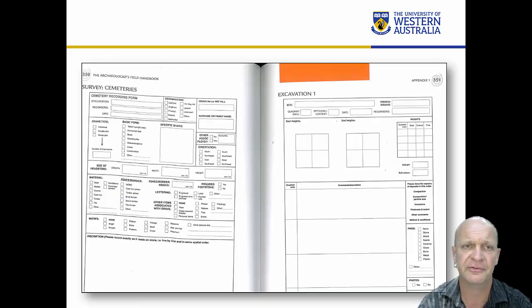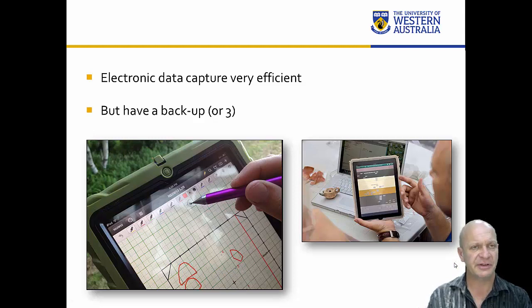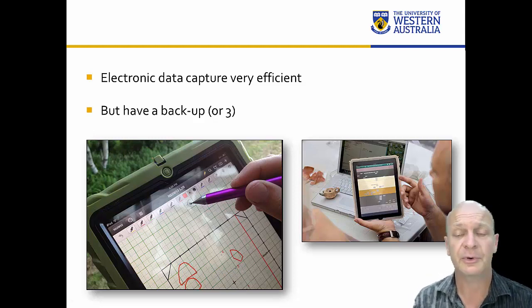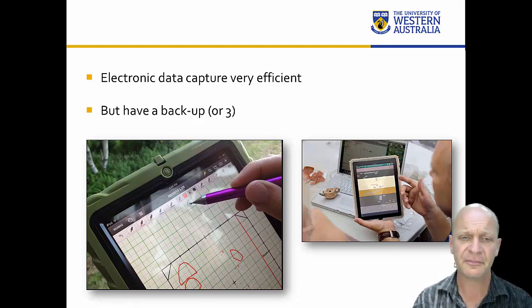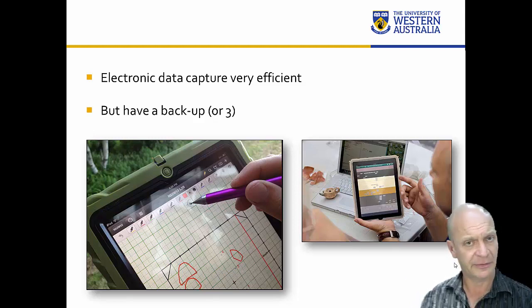So these are just some examples. This is from the textbook, An Archaeologist's Field Notebook, where they have a particular survey form, for example, for cemeteries, and another one for excavations, which is more visual. You're excavating in quadrats, and you weigh buckets, and you've got standardized fields for all of these different kinds of things. These days we tend to use tablets. We'll be using these as well when we do our site excavation. They're very efficient, particularly on the back end.